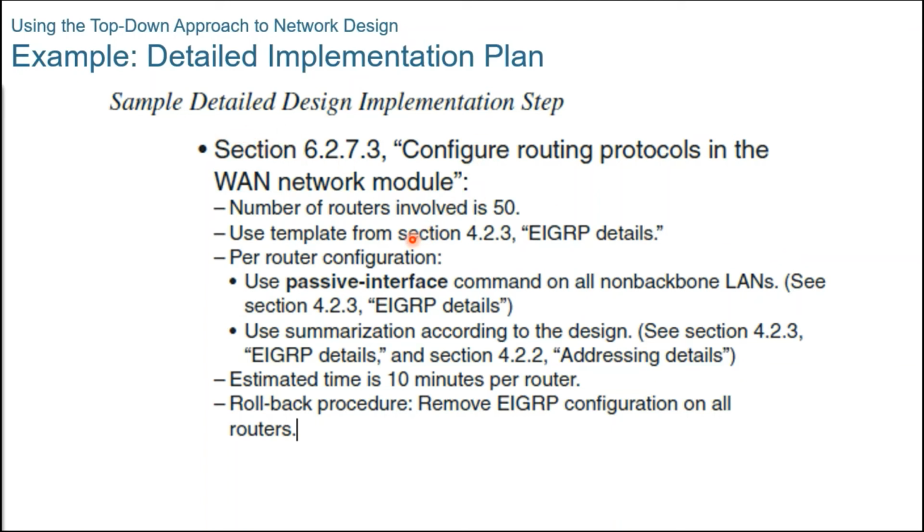Now the figure here provides a detailed description of an implementation step. It describes the configuration of EIGRP on 50 routers, and lists the two major components of the step in the peer router configuration procedure. Now the reference to the design document is useful for retrieving the details about the EIGRP implementation.